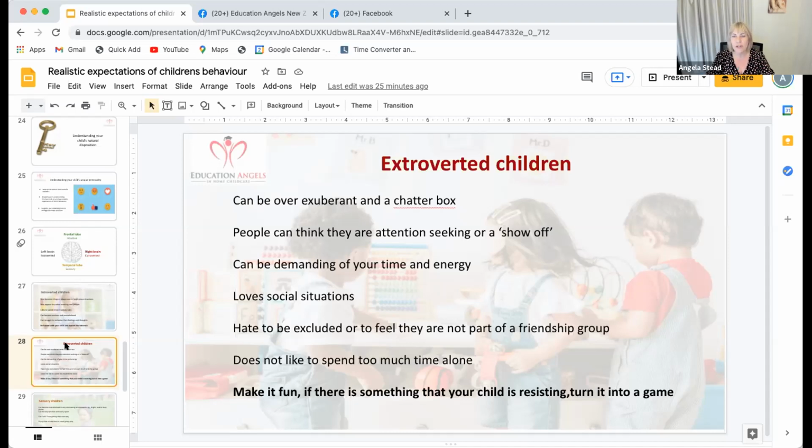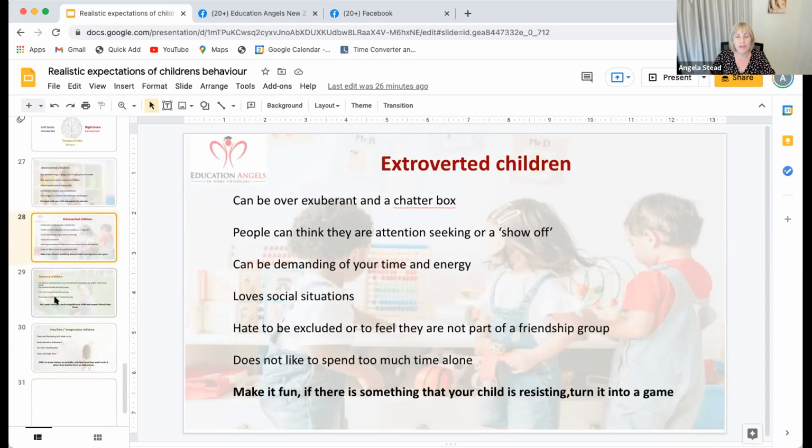And for extroverted children, they're so fun-loving. They really are, you know, the bright, bubbly personalities. If there's something that your child is resisting, then this type of personality really responds well to you turning it into a game and to making it fun. And if you do that, you're going to get them most likely doing most of what you need them to do.